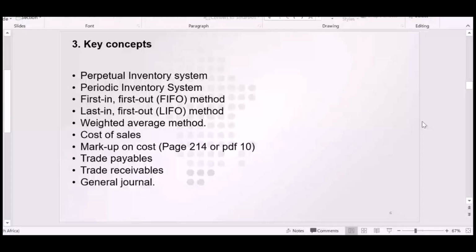Anele, Mashovo, what is your explanation of first in, first out, last in, first out, and the weighted average inventory valuation method? Lisedi?